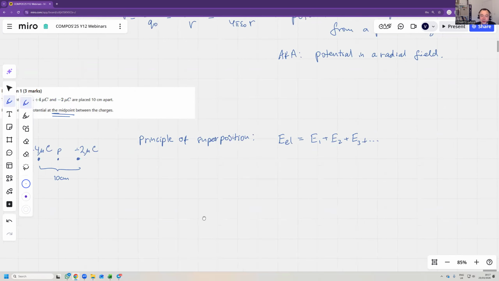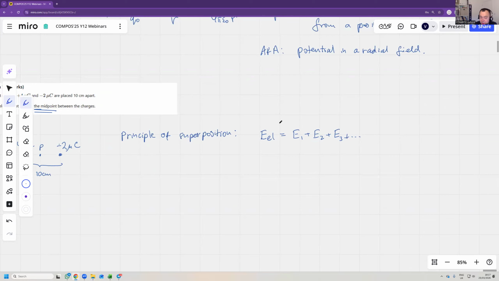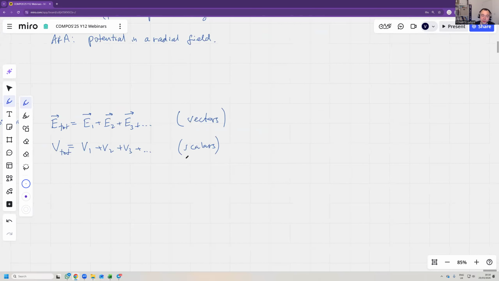Principle of superposition, the electric field. Now, this equation is not entirely correct because the electric field is a vector, and we have to put vectors in here. But the electric potential is not a vector, it is a scalar quantity, and V total is V1 plus V2 plus V3 plus etc. So these are vectors, and these are scalars. And there's an important distinction.